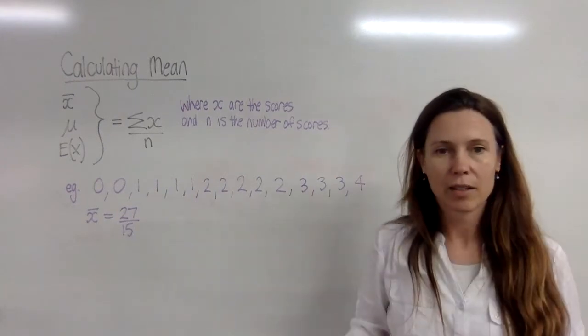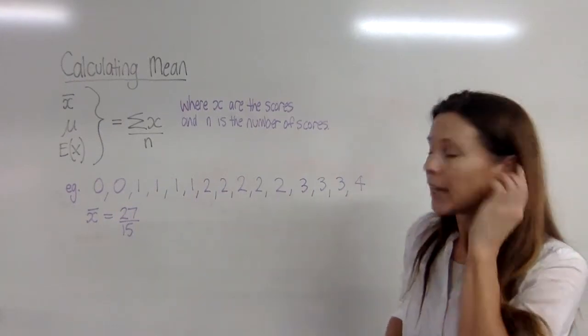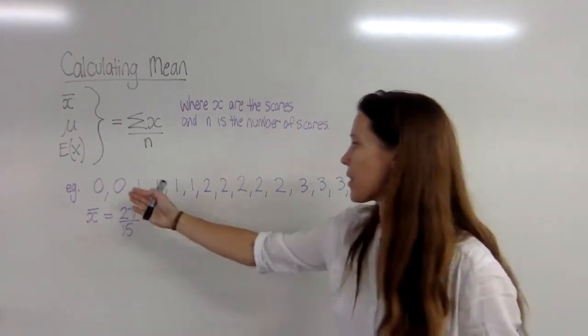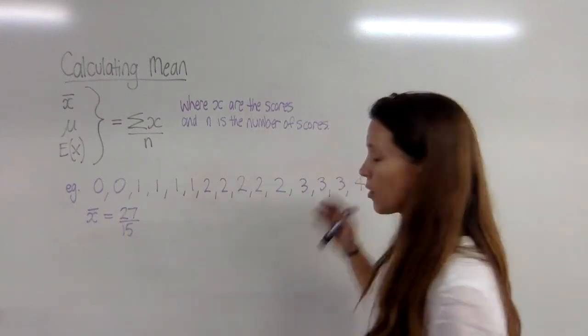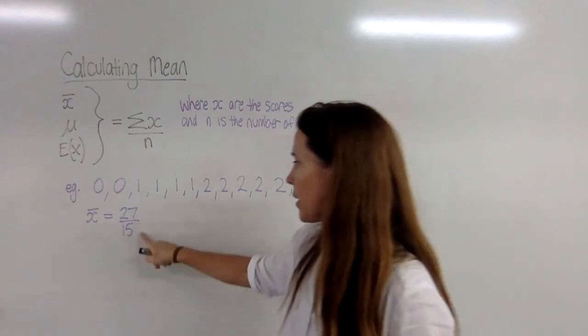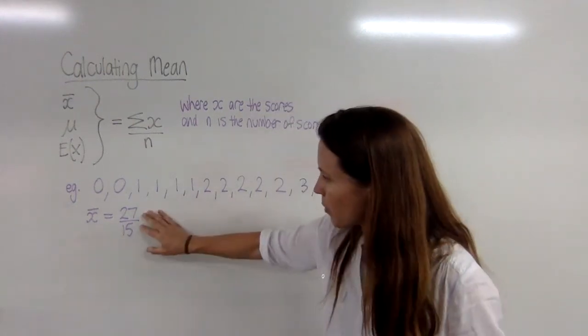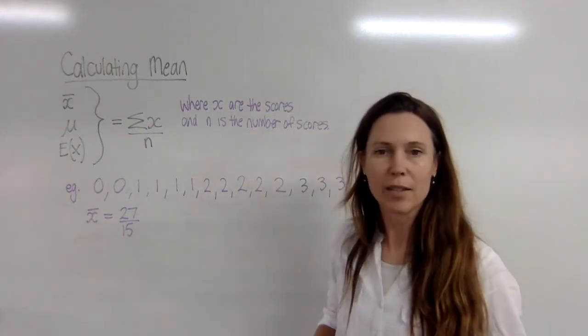Let's say I've asked a bunch of people, 15 of them, how many siblings they have. And these are their answers, lined up in order. I've simply added them all together and got 27 and then divided by 15. And this gives me a number that's a little less than 2.